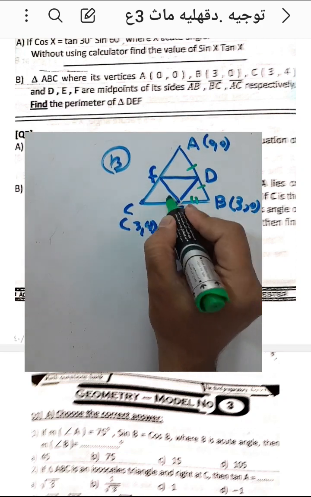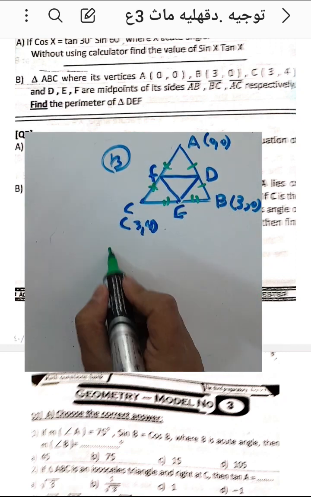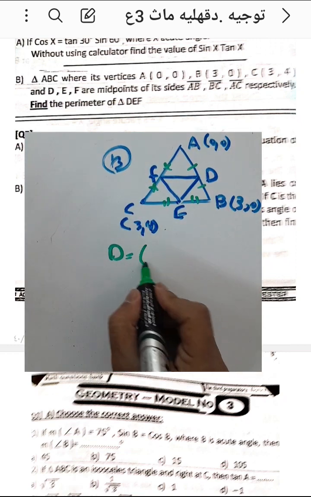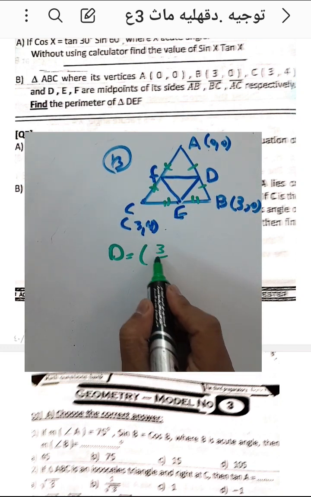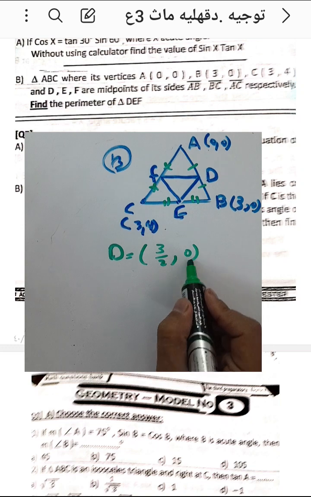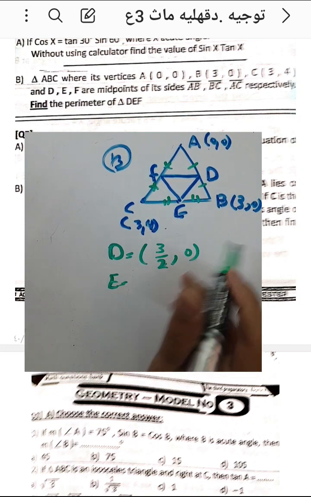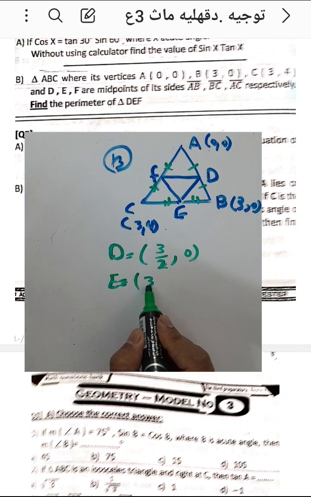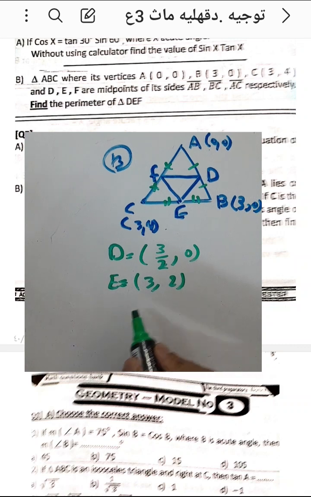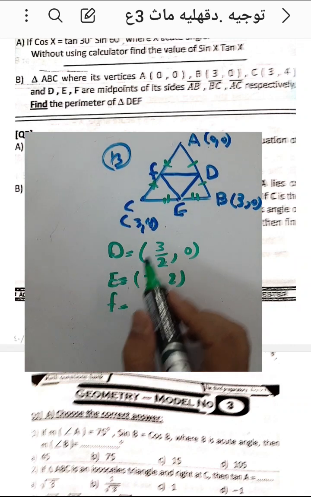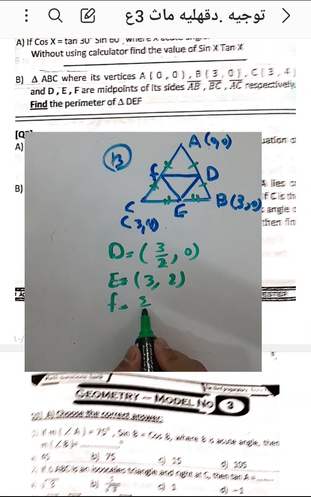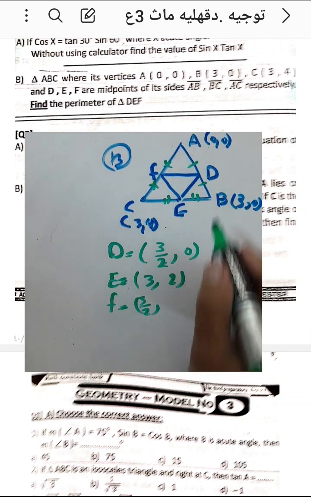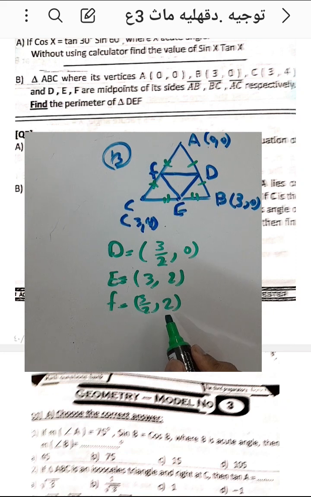Okay, we can find the coordinates of D. D is the midpoint between A and B. We add 3 plus 0 equals 3 over 2, and 0 plus 0 equals 0 over 2, it will be 0. And E, midpoint of B and C, 3 plus 3 is 6, 6 divided by 2 equals 3, and 0 plus 4 equals 4 divided by 2 equals 2. And F, 0 plus 3 equals 3, 3 over 2, and 4 plus 0 equals 4 divided by 2 equals 2. Understood?